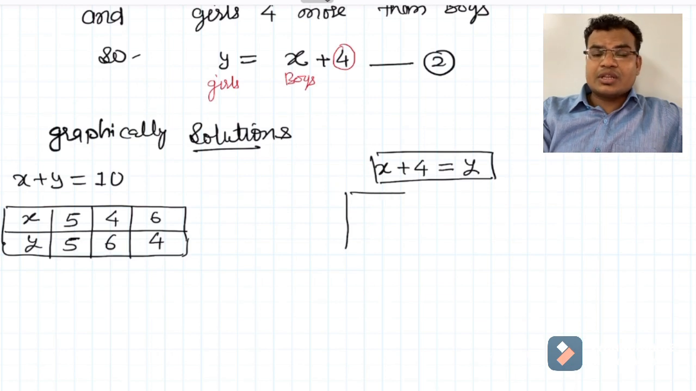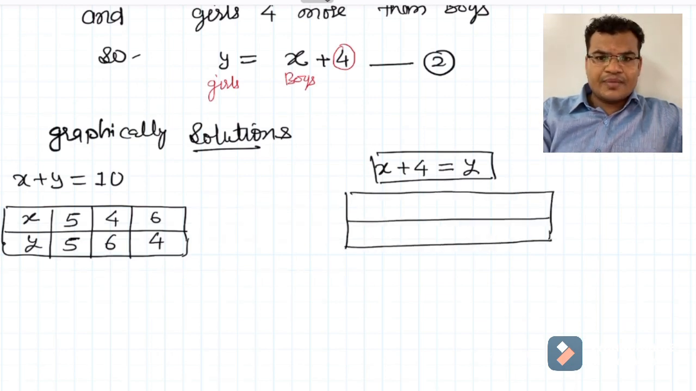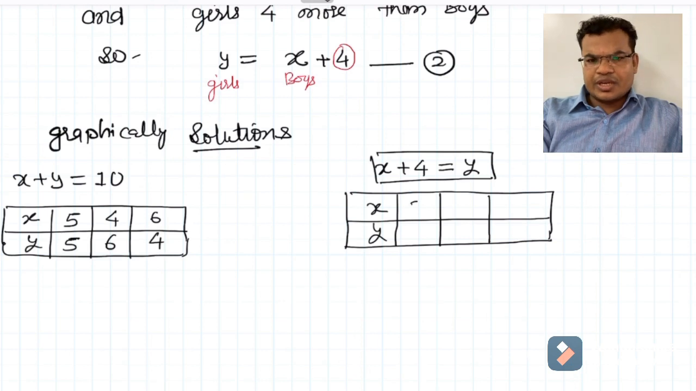For the second equation, x plus 4 equals y, we can put a value of x here, and y will be obtained gradually this way. So x equals, you can put anything in place of x. x equals 3, then y will be 7. x equals 0, you can put here, so 0 disappears and y will be 4.